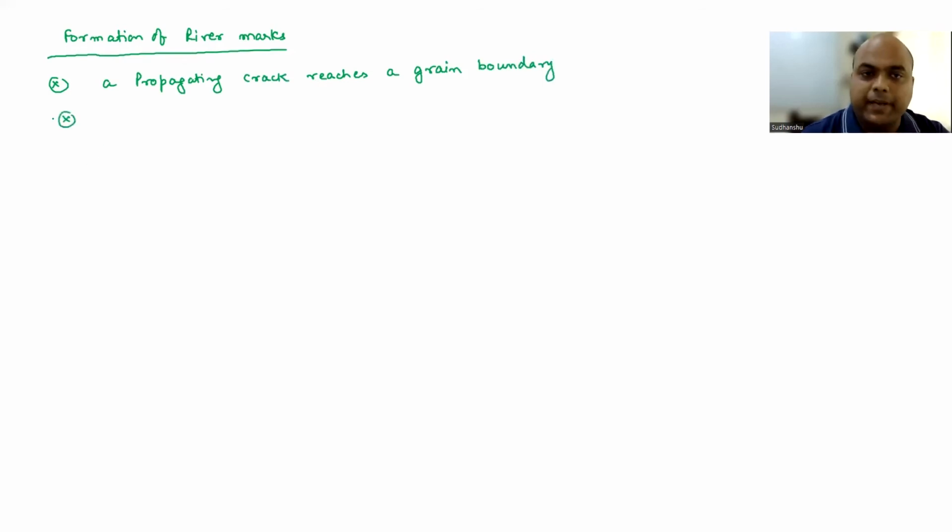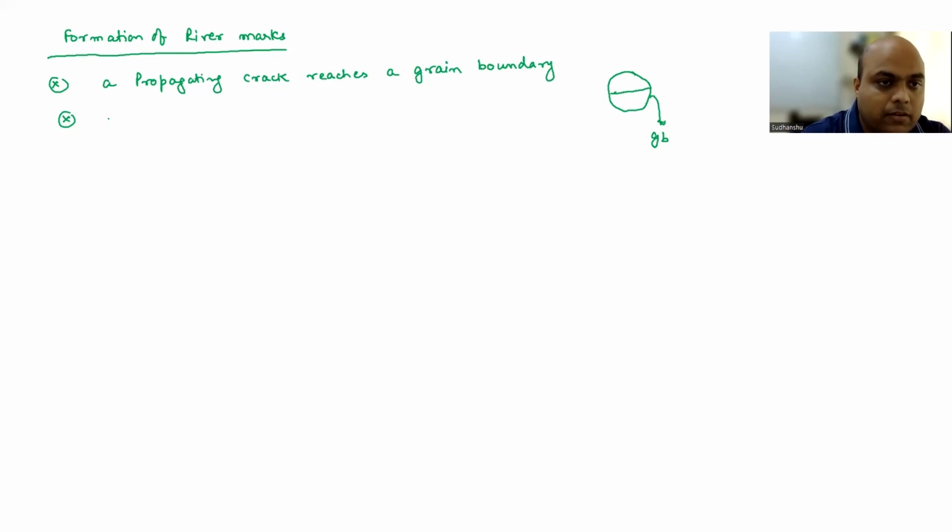So what is going to happen as soon as it reaches, initially it had some cleavage plane. Now the cleavage plane is going to change because each grain has its own orientation, right? Suppose you have a crack. This crack was growing in this direction. As soon as it reaches a grain boundary, you have another grain which has a different orientation. So the cleavage plane is also going to be different. So now this particular crack has to change its path to another cleavage plane in another grain.